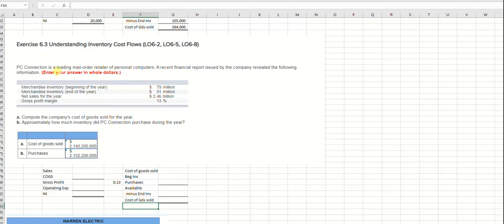Okay, so I have merchandise inventory at the beginning of the year is 79 million. I have merchandise inventory at the end of the year is 91 million. I know net sales for the year were 2.46 billion. And I know gross profit margin is 13%. So I just put that 0.13 right there. Okay, so gross profit margin is 13%, which means gross profit is 13% of sales.